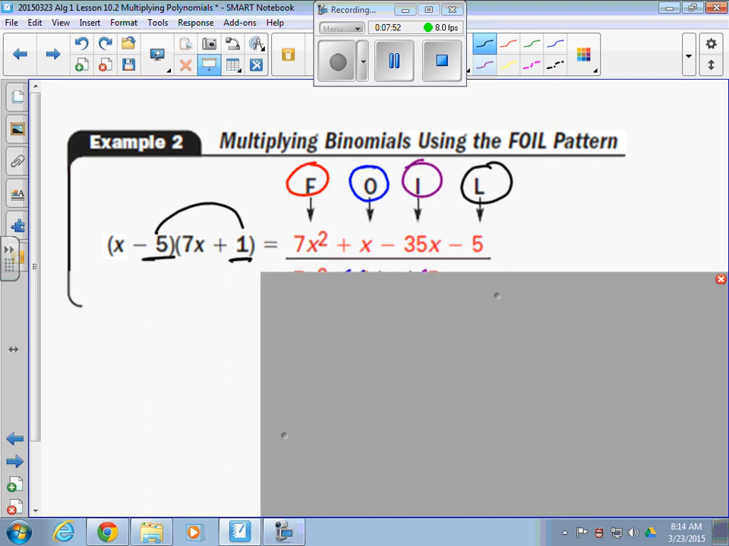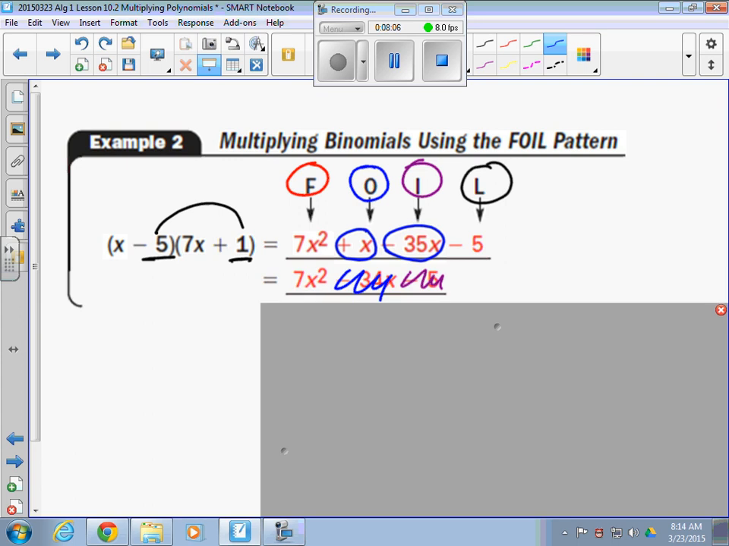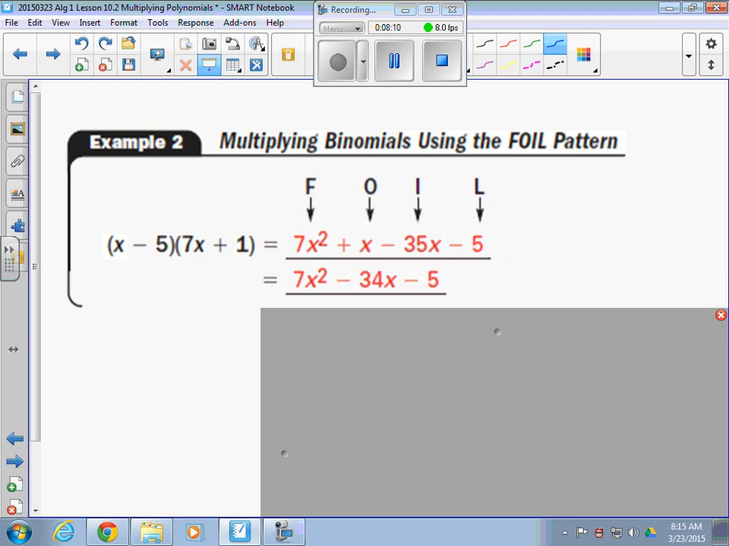polynomial that has like terms in it. You have x, or 1x, and you got negative 35x. So you just add 1 minus 35, and you get negative 34x there. So 7x squared minus 34x minus 5. That is the FOIL method. First, outer, inner, last.